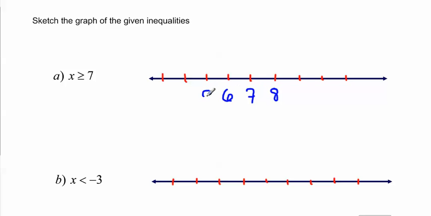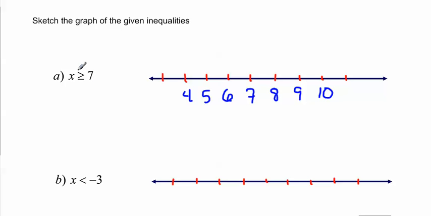I could certainly continue on, do 5 and 4, do 9 and 10. This one doesn't show 0 anywhere on it, which is all right because I've established what the scale is. It's just that the 0 would fall off of my number line.